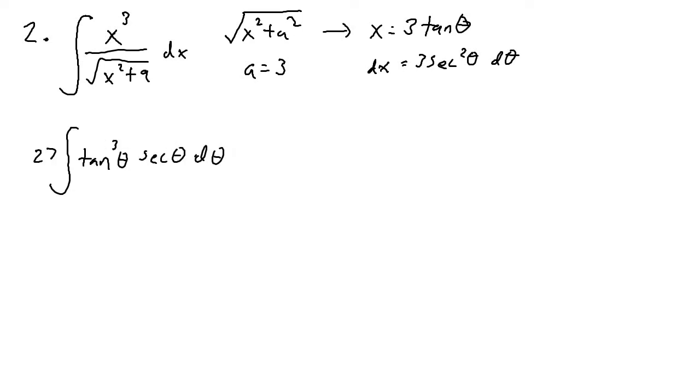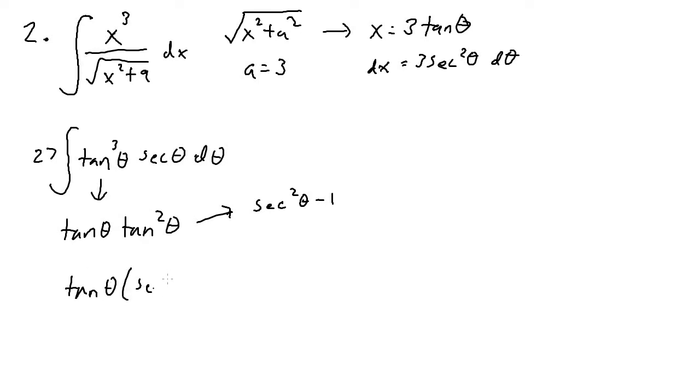And so because we have a tangent to an odd power, whenever a trig function is to an odd power, we can actually use a trig identity. So I'm going to separate tangent cubed into tangent of theta times tangent squared of theta. And so we're going to use the same trig identity where tangent squared plus 1 is secant squared. So secant squared theta minus 1 is tangent squared of theta. So I'm going to rewrite it as tangent of theta times secant squared of theta minus 1.